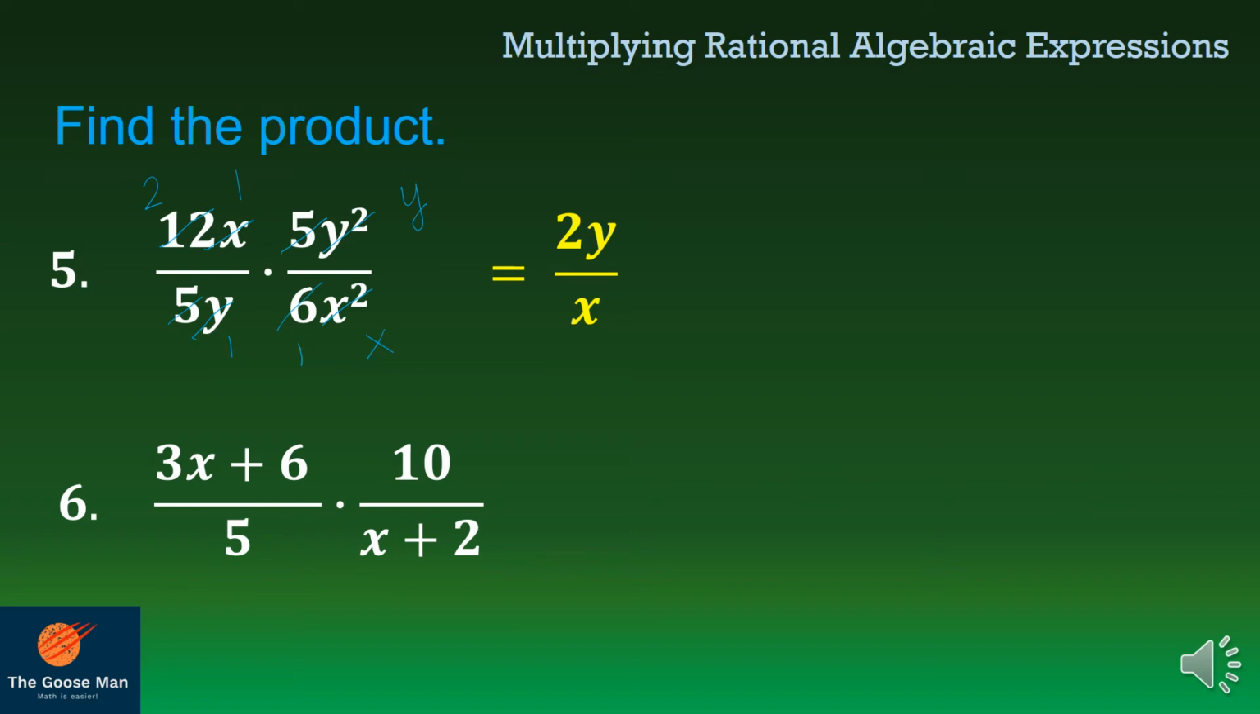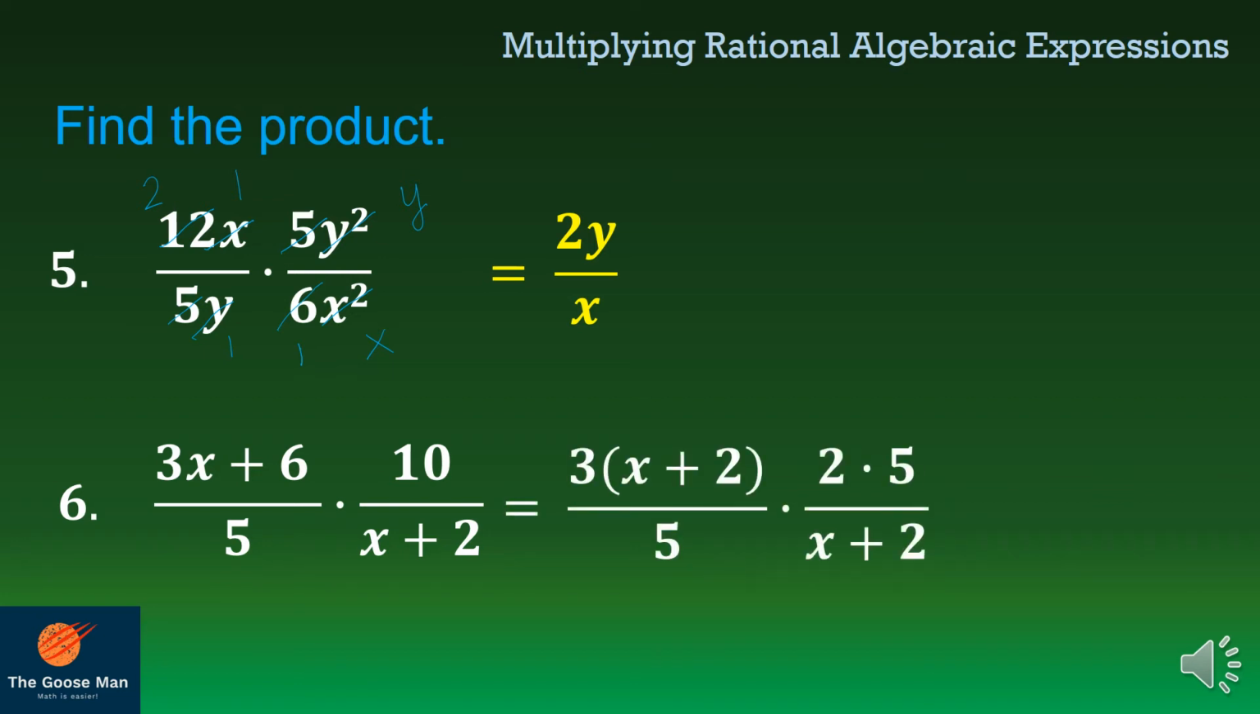Take note that the common factor between 3x and 6 is actually 3. So I'll factor it out. So I have now 3x divided by 3 will give me x. Then 6 divided by 3 is 2, all over 5 times... the factors of 10 are 2 and 5. So again, applying the cancellation method, I can factor out here x plus 2.